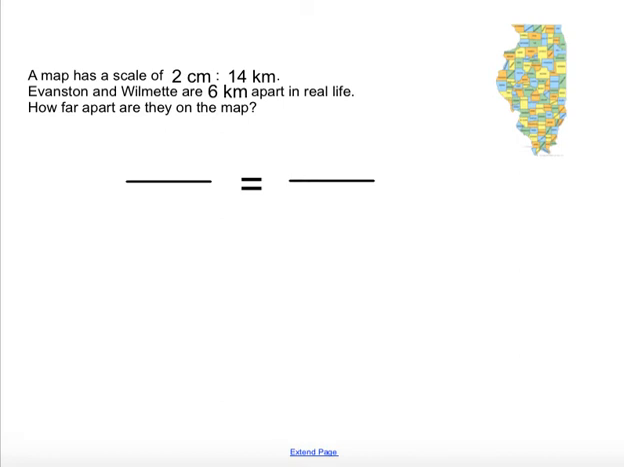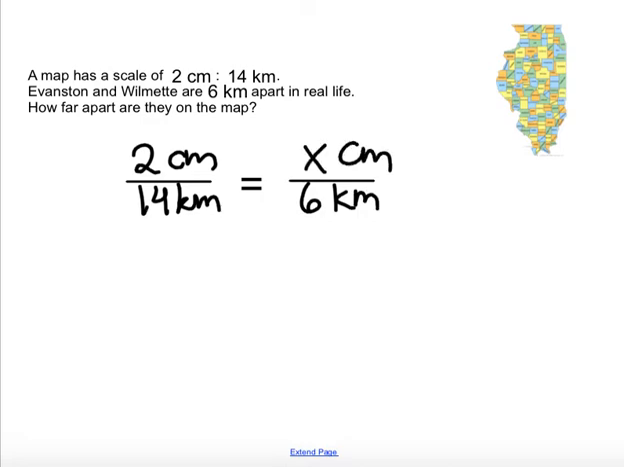Let's do some practice problems. A map has a scale of 2 centimeters to 14 kilometers. Evanston and Wilmette are 6 kilometers apart in real life. How far apart are they on the map? So we would set these up and say, well, 2 centimeters goes to 14 kilometers. So I have the kilometers, so I'm going to put it in the same spot. 6 kilometers is the same as x centimeters.